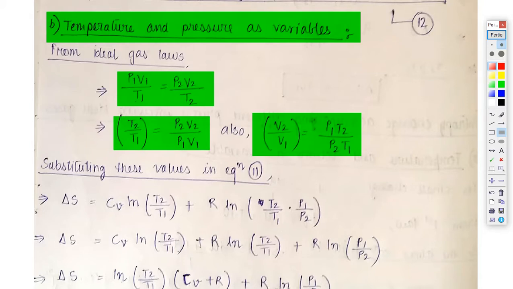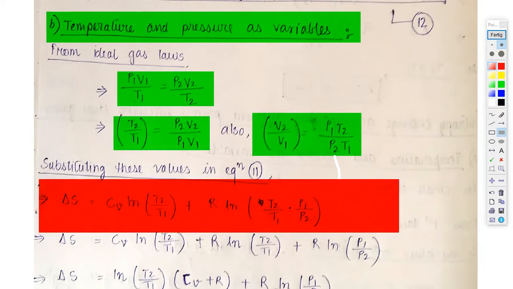We have done that. Now if you put the value of V2 by V1 into this equation right over here, you get this. This is the important formula regarding this. You get del S equals Cv ln T2 by T1 plus R log T2 by T1 into P1 by P2. Again you can do a simple calculation, using the property of the log, the log of a product can be extended and done separately.